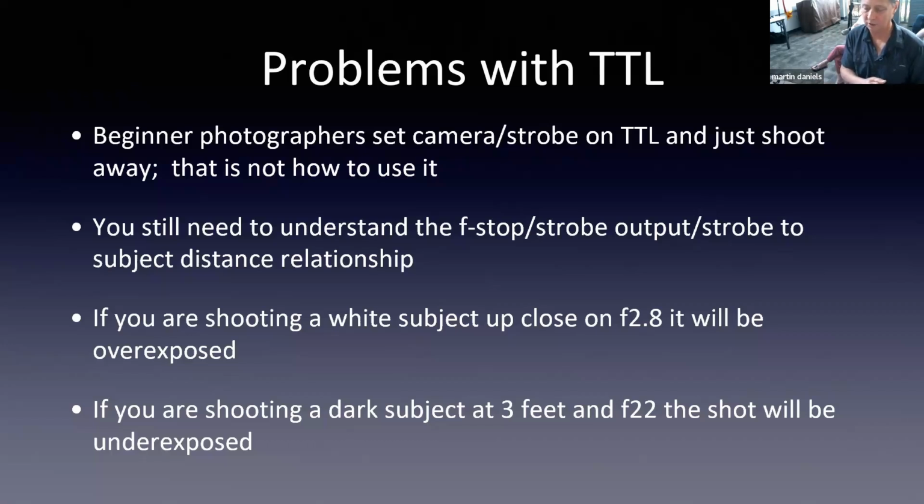And if you're shooting a really dark subject 3 feet away, like a black grouper, and your camera is set on f22, it's probably going to be underexposed because your camera cannot make more output than that strobe does as a max output. Okay, so having the wrong setting there is causing problems. So understanding your f-stops and your distance and your strobe power will help you utilize TTL more successfully.